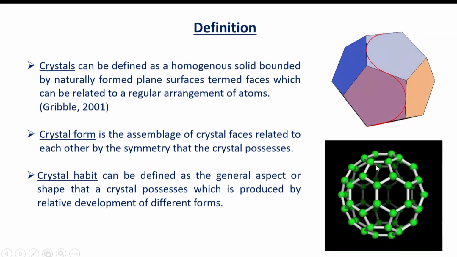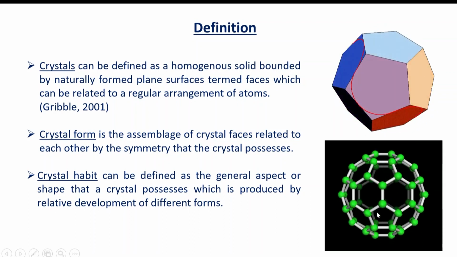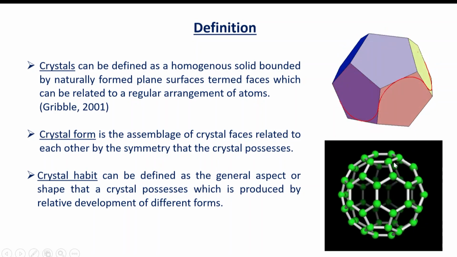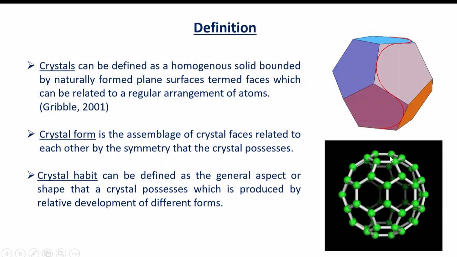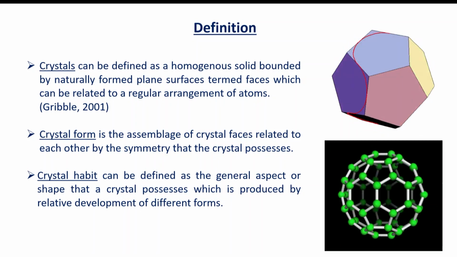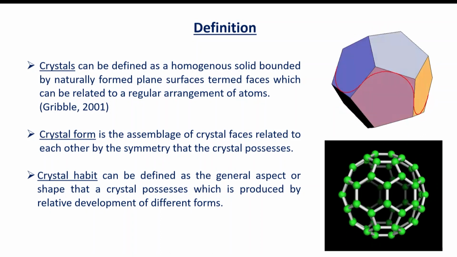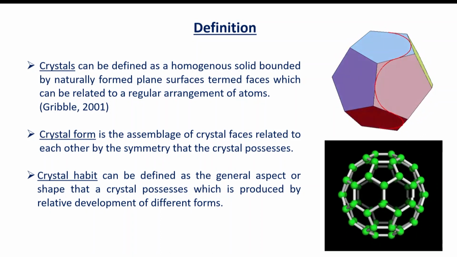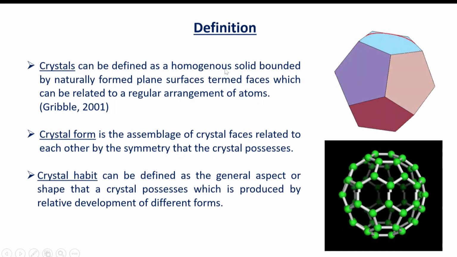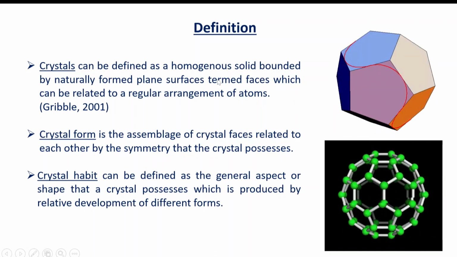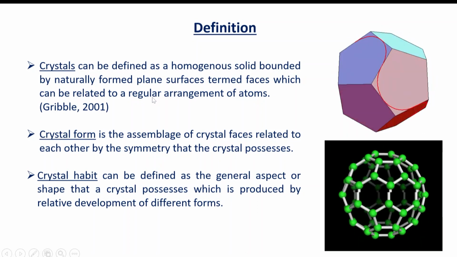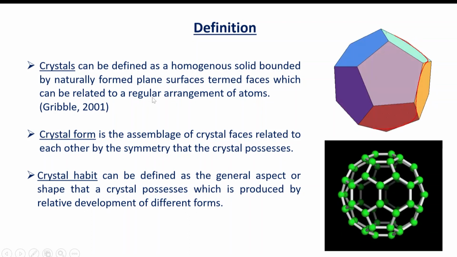So here also you can see that these atoms, or sometimes the molecules, are placed in a very regular fashion. So the geometry of a crystal is nothing but a reflection of the internal arrangement it already possesses. So again, to define, crystals can be defined as a homogeneous solid bounded by naturally formed plane surfaces termed faces, which can be related to a regular arrangement of atoms.